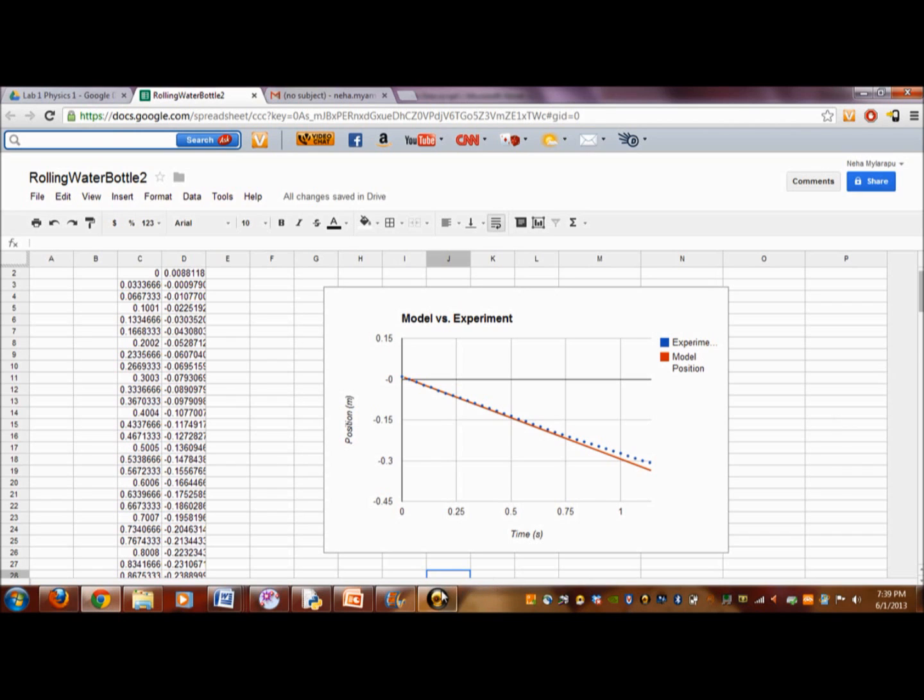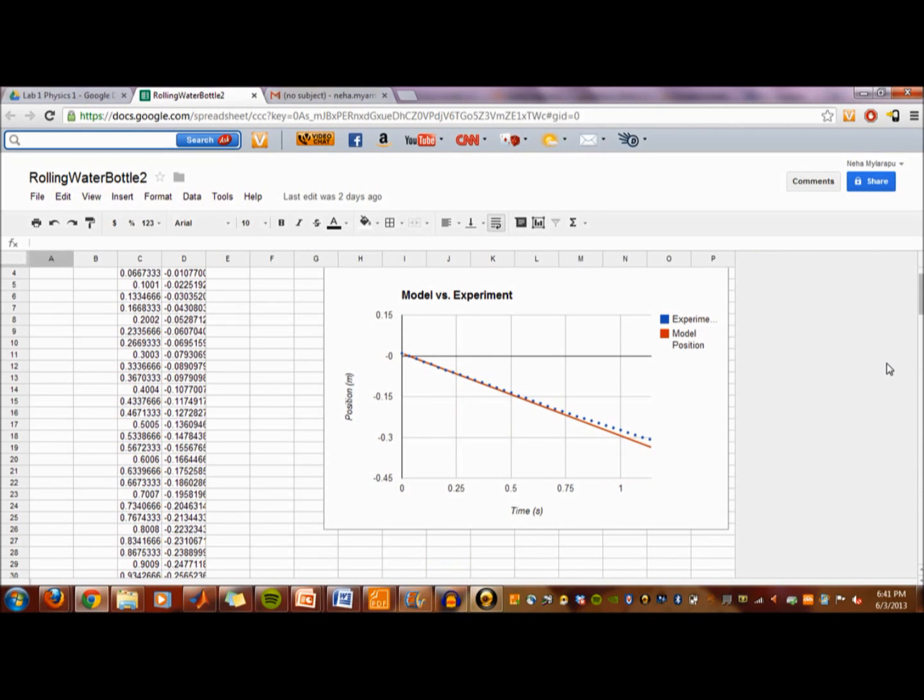Now back to the graph with the model data and the experimental data. The model data is the data computed by the Python code, and the experimental data is the data from the tracker file. Looking at both of the lines, it is easy to see that they are very similar. The differences can be accounted to the wobble of the water bottle as it moves along the surface. Python assumes that the object moves in a perfectly straight line, and thus the position graph is perfectly straight.